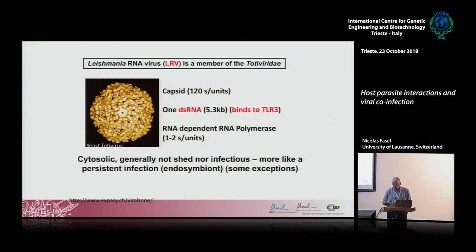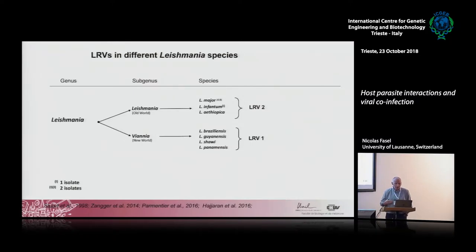In Leishmania, at the beginning it was described only in Brazilensis and in Guayanensis. We described it in Leishmania ethiopica, and now there are some strains in Leishmania major. You can find it in some isolates of Leishmania infantum, and also in Leishmania shawi and Leishmania panamensis. So more and more you can start to see in some isolates the presence of this double-stranded RNA virus. They have been classified as Leishmania RNA virus type 1 when they come from the New World, and Leishmania RNA virus type 2 when they are from the Old World.